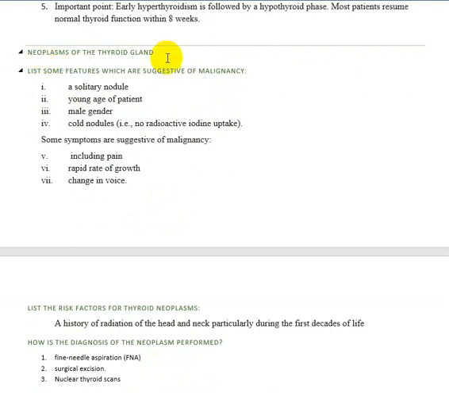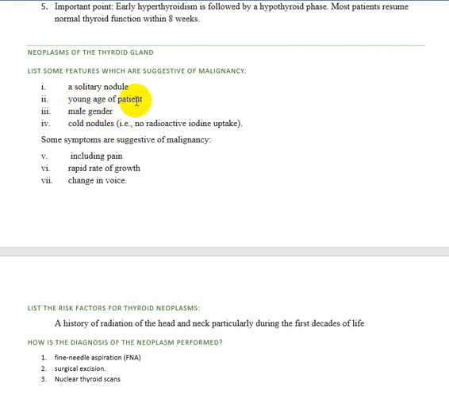Now the next point is the neoplasm of the thyroid gland. List some features which are suggestive of malignancy. When you see these features, you are going to say that there is a neoplasm present in the thyroid gland. We have solitary nodule. When you see a particular nodule located in a particular area and it is producing thyroid hormone by itself, we have solitary nodules. You have young age of the patient. You have male gender, because this is much more prominent in females. So you have solitary nodules.